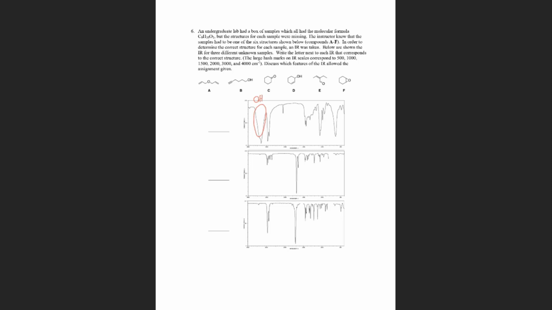So I guess there's 2 options. We can continue to look at the spectrum, or we can look up above. The structures with an alcohol are B and D. So our only job now is to differentiate between B and D. So how do we do that?